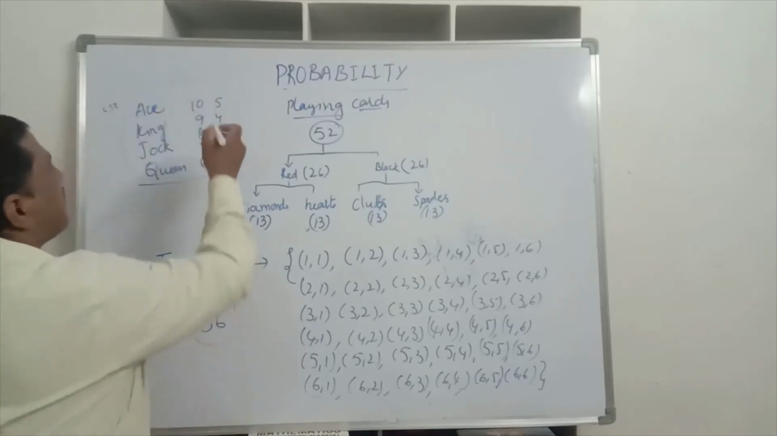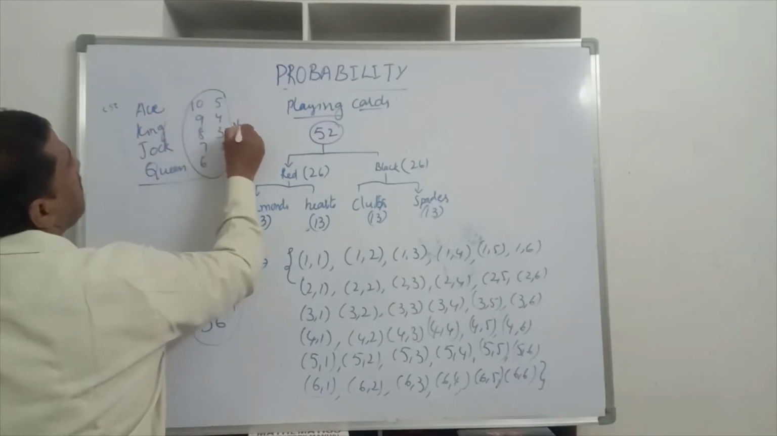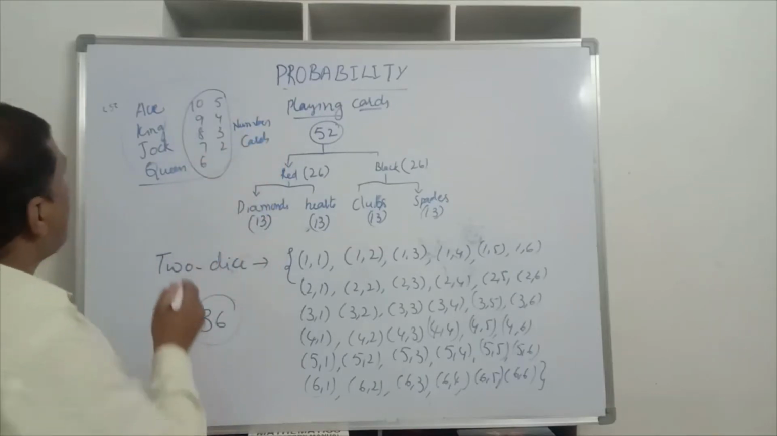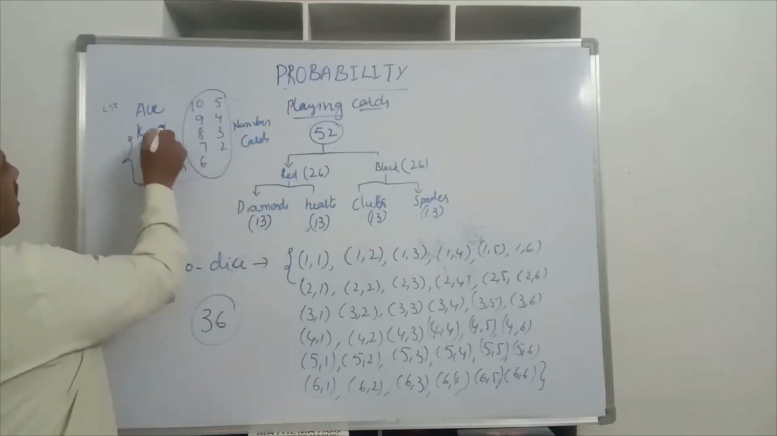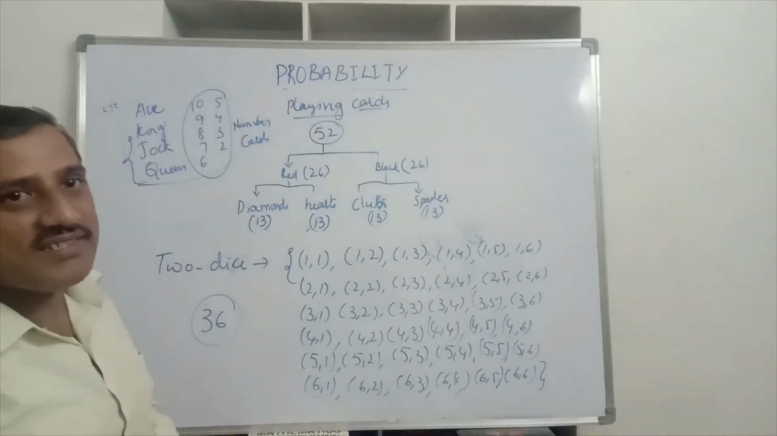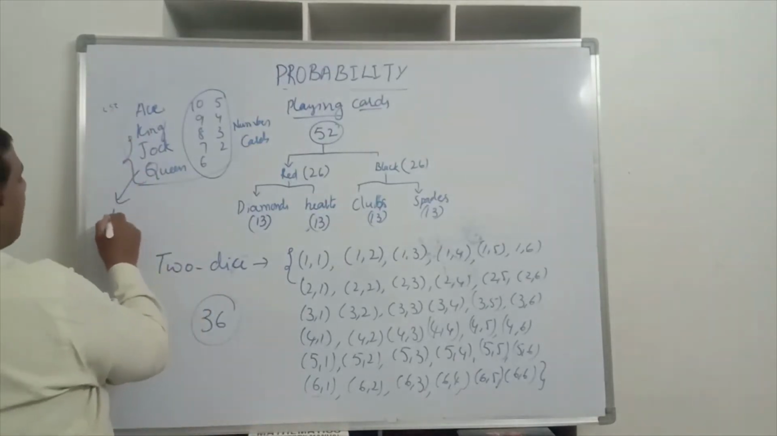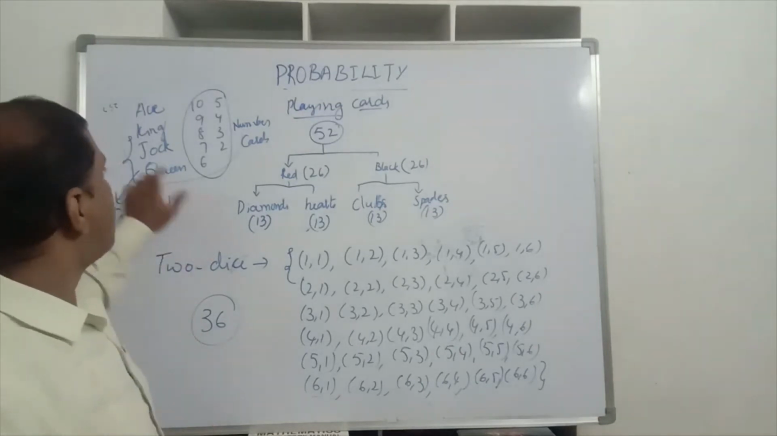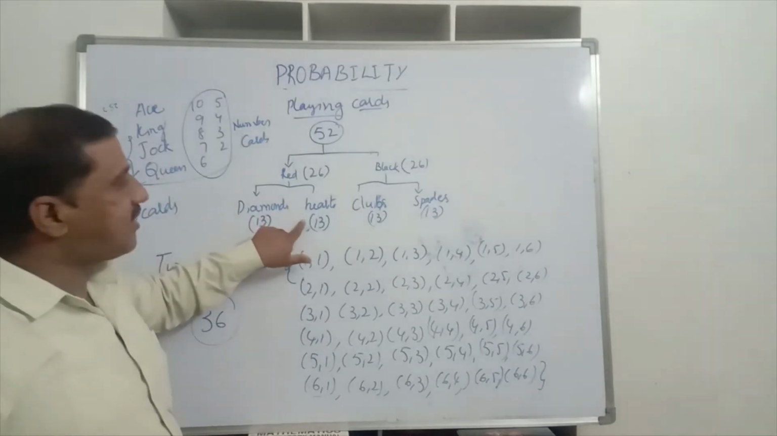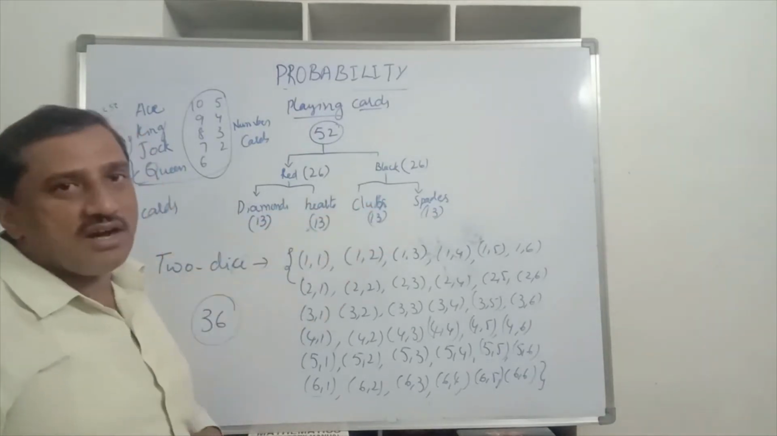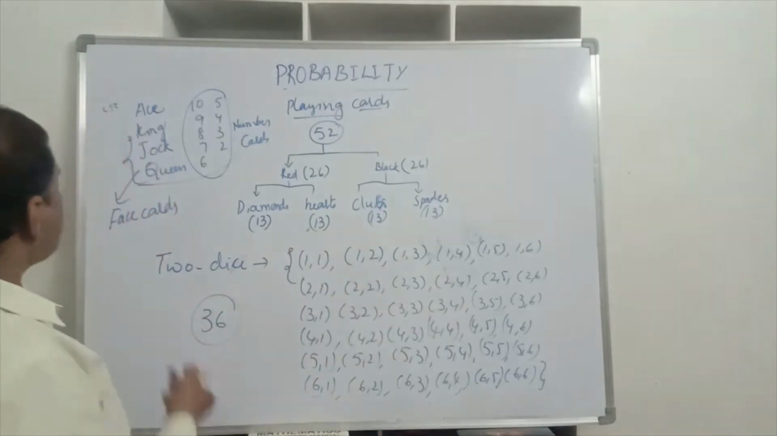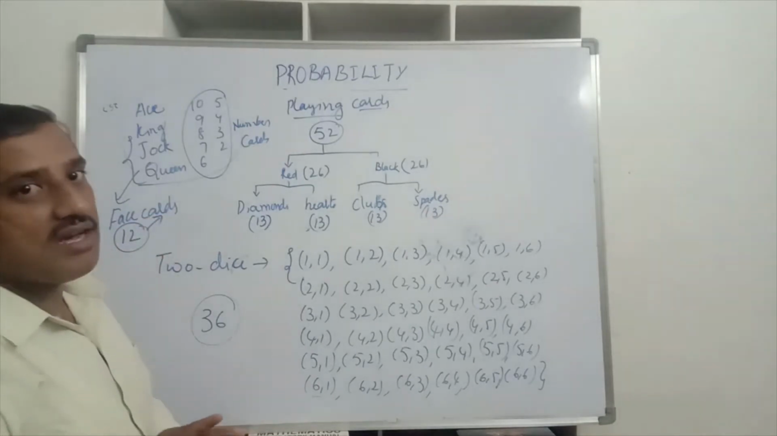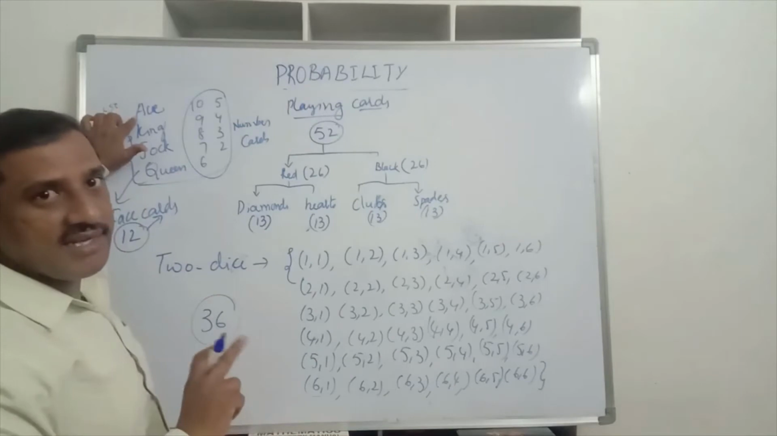The cards 10, 9, 8, 7, 6, 5, 4, 3, 2 are known as number cards. Now if you observe these playing cards, the king, jack and queen have faces, and these cards are known as face cards. How many face cards are there in diamonds? 3 face cards. Similarly 3 in hearts, 3 in clubs, 3 in spades. In total, 12 face cards are there. Ace is not a face card.